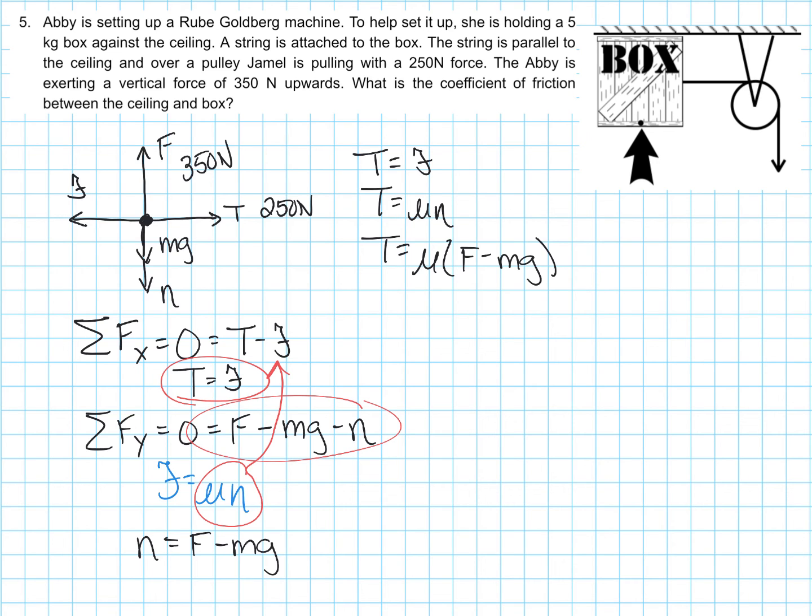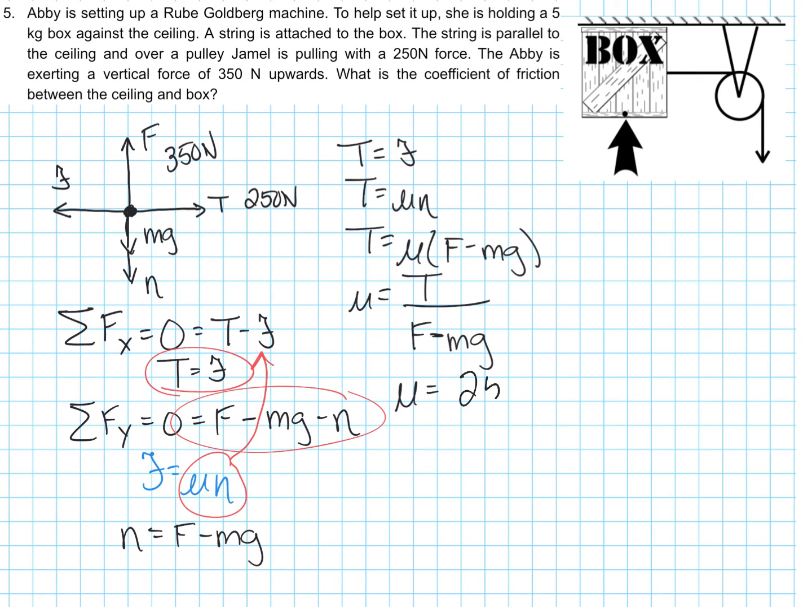So let's see, now define mu. I can isolate mu. So mu is equal to the tension divided by, and I'll treat the parentheses like it's one number, F minus mg. So now mu is equal to the tension, which is 250 newtons, because it's not changing speed, so that's equal to the pull force, divided by the applied force upwards, that's the 350 newtons, minus 5 kilograms times 9.80 meters per second squared.